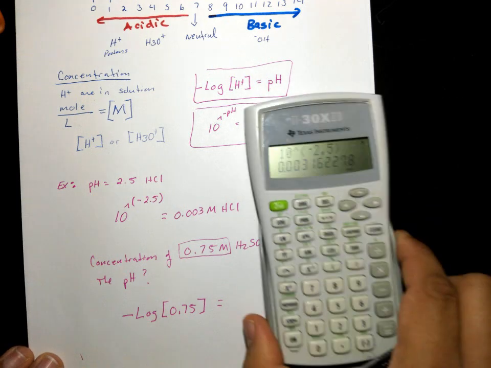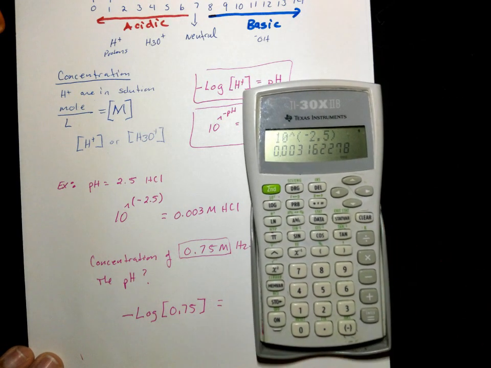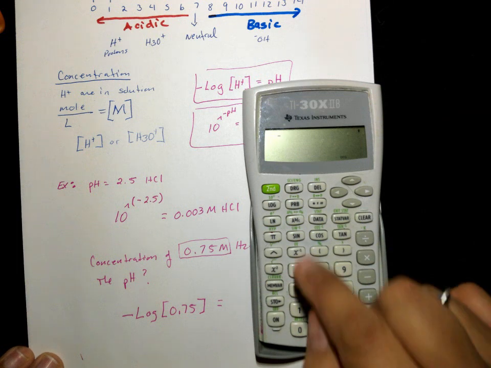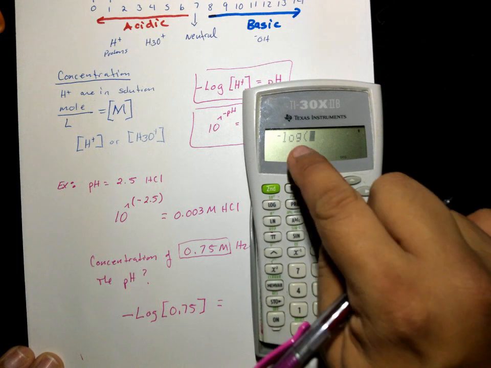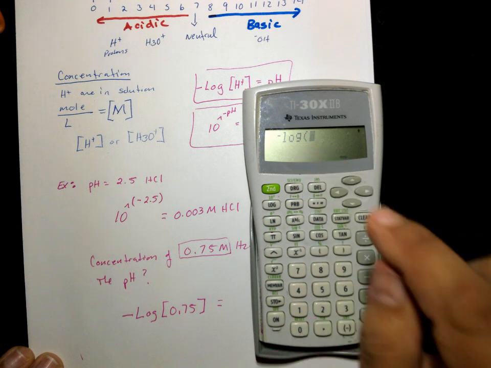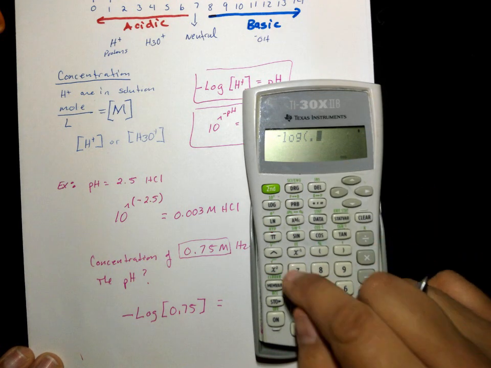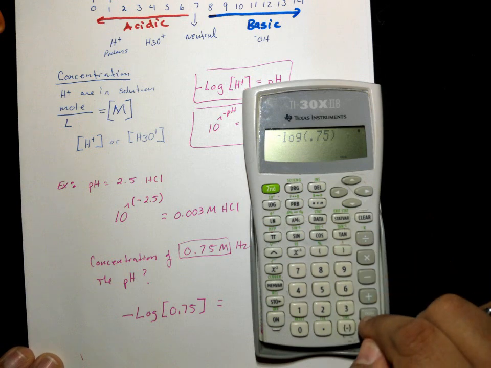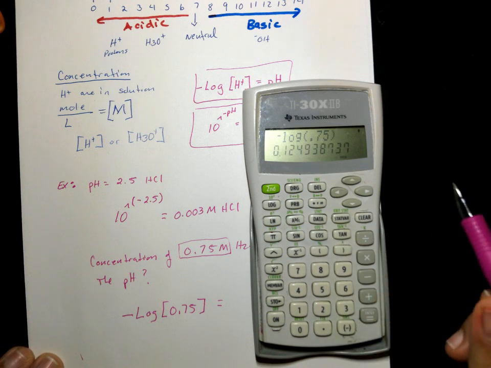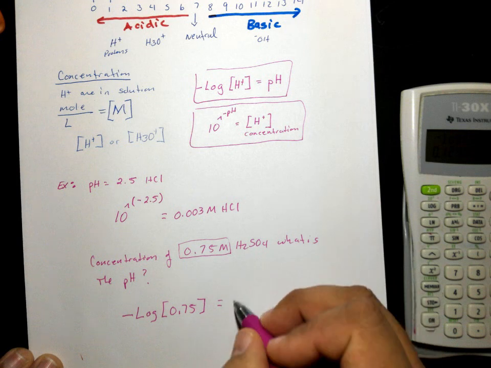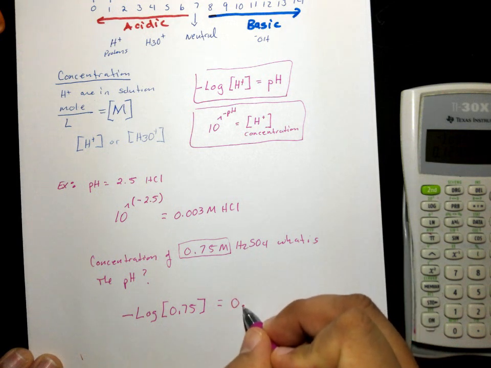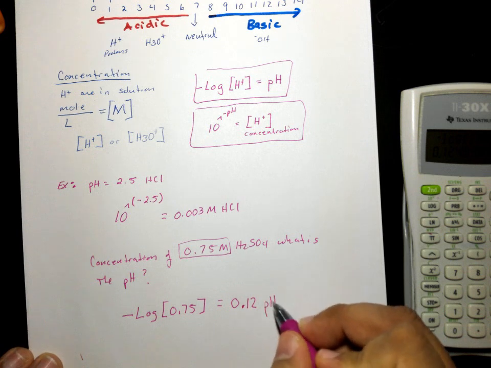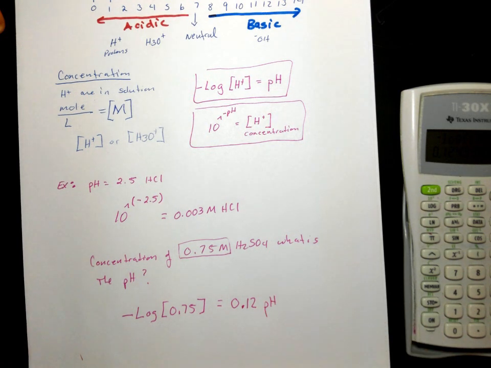So let's go ahead and do this now. We're going to clear this out. We're going to go negative button and then the log button. And it opens up the parentheses for me already. And then I'm going to type in 0.75. And then I'm going to close the parentheses and then hit equal. So this gives me a pH of almost 0. So it's 0.12, and that's my pH. So that's a pH of close to 0.